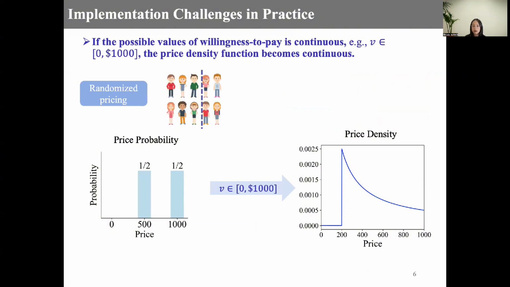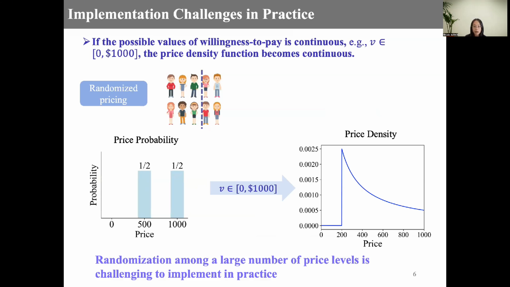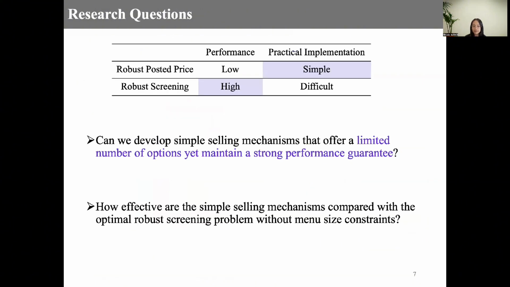In our example, where there are only 4 different valuations, the optimal robust mechanism could be a randomized pricing between 2 price levels. However, in practice, where there could be many different valuations, the optimal mechanism solved by the robust screening is difficult to implement because the price density function is continuous in price, and there are infinite number of price levels that have positive price density. So this means the seller should change the price frequently, which makes the pricing system hard to manage, or it may confuse the customers. So the current study focused on the robust posted pricing and robust screening.